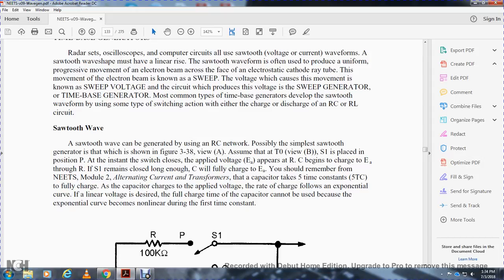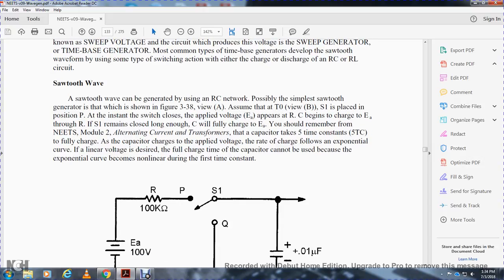View A. Assume that at time interval T0, in view B, switch 1 is placed in position P. The instant the switch is closed, the applied voltage appears across the resistor and the capacitor begins to charge through the resistor. If the switch remained closed long enough, the capacitor would fully charge to the applied voltage. You should remember from Neets module 2, alternating current and transformers, that the capacitor is fully charged after 5 time constants. The rate of charge follows an exponential curve, not a linear voltage.